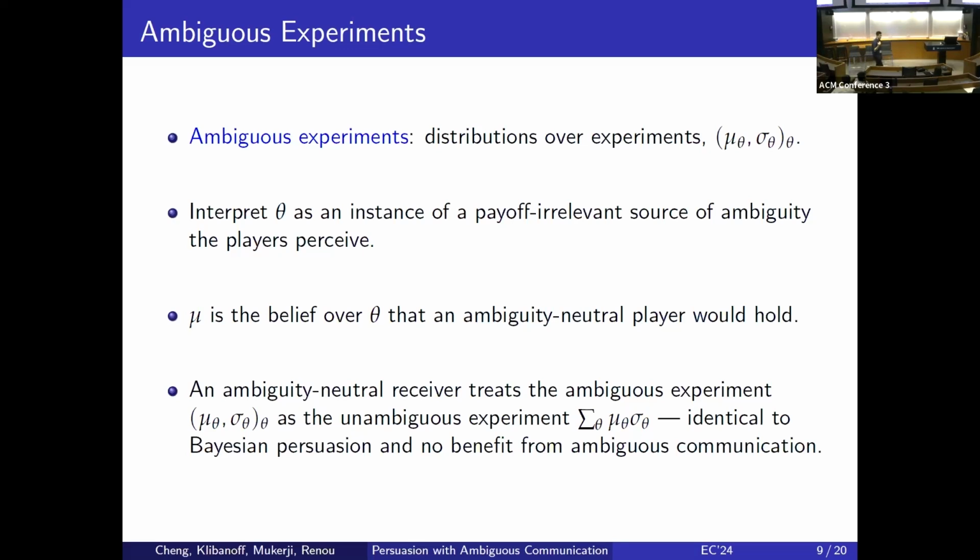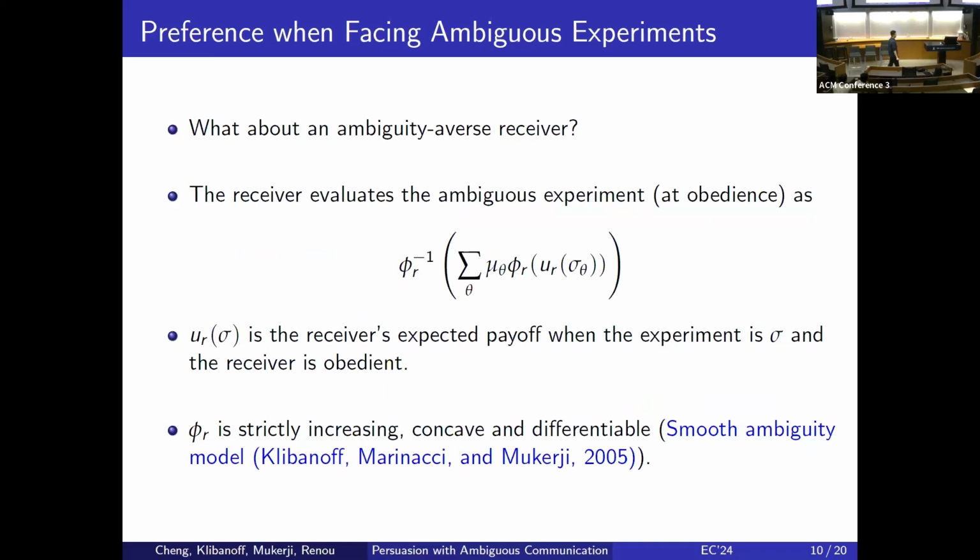So notice that if the receiver is ambiguity neutral, and when they are facing this ambiguous experiment, they just calculate the average or the mixture of those experiments, which will be exactly a statistical experiment. So it will be just the same as Bayesian persuasion. So in that case, if the receiver is ambiguity neutral, there's going to be no benefit from ambiguous communication. So what about ambiguity averse receivers? In this paper, we're going to use the smooth ambiguity model by KMM to model the receiver's preferences when they're facing an ambiguous experiment, especially when they're ambiguity averse.